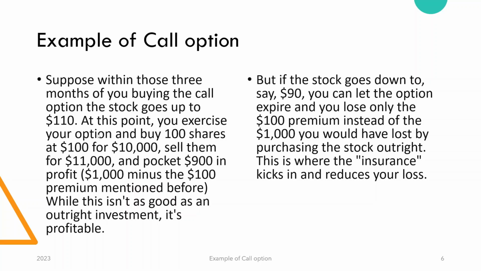At this point, you exercise your option and buy 100 shares at $100 for $10,000, sell them at $11,000, and you pocket $900 in profit, the $1,000 minus the $100 premium you paid. While this isn't as good as the outright investment, it's still profitable. But if the stock goes down to $90 and you let the option expire, you lose the $100 premium instead of $1,000. So again, I'm not encouraging you to do options in this. It is just explaining to you what options are so that we can cover what OptionsPro is.